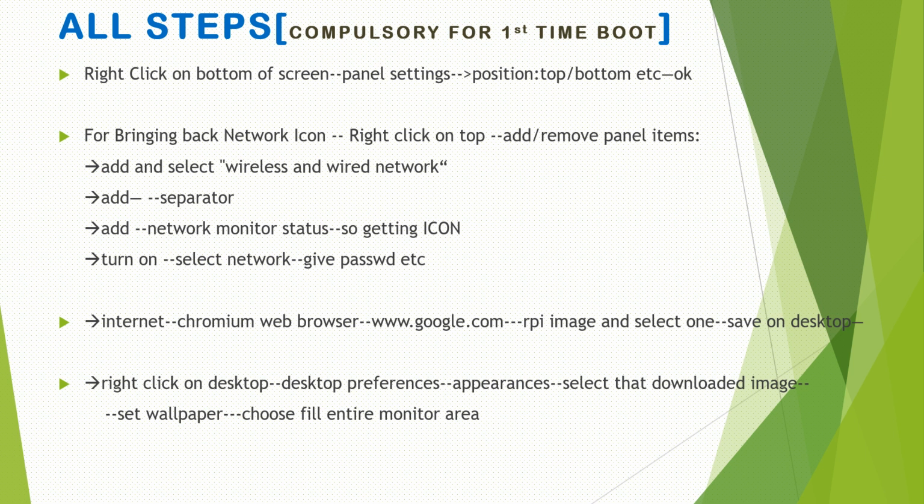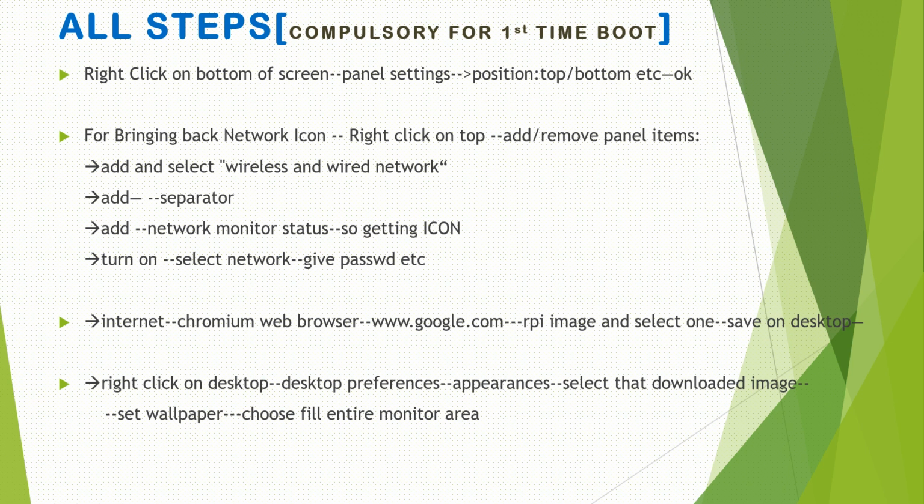Next point, for the internet, just on the left side, from Internet we choose the Chromium web browser and supply www.google.com, or anything. I will explain this one. These are small things. One more demo: right click on the desktop, we have Desktop Preferences, select that, download images, etc. So I will discuss these one by one.